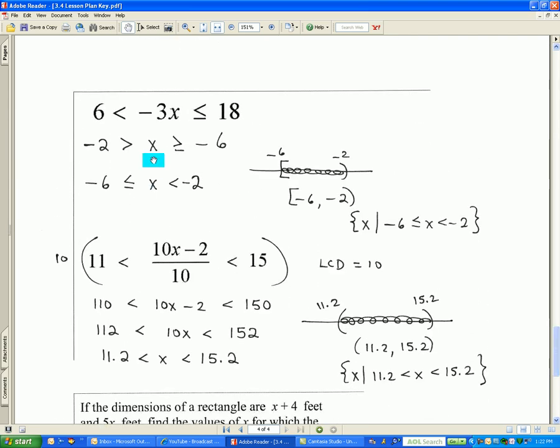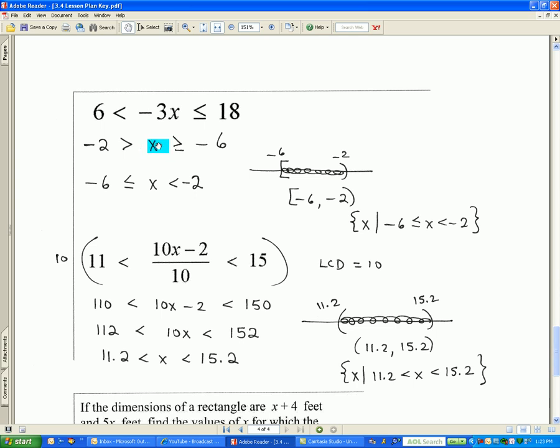Okay, this next example is also a sandwich. 6 is the bottom piece of bread, 18 is the top, and -3x is the filling. When I divide by -3 with the goal of getting x alone in the middle, I have a -2 here and a -6 here, but notice that because we divided by a negative, we have to reverse our signs.